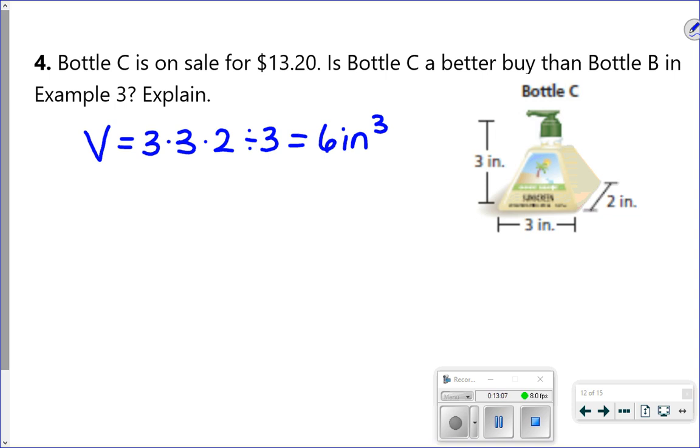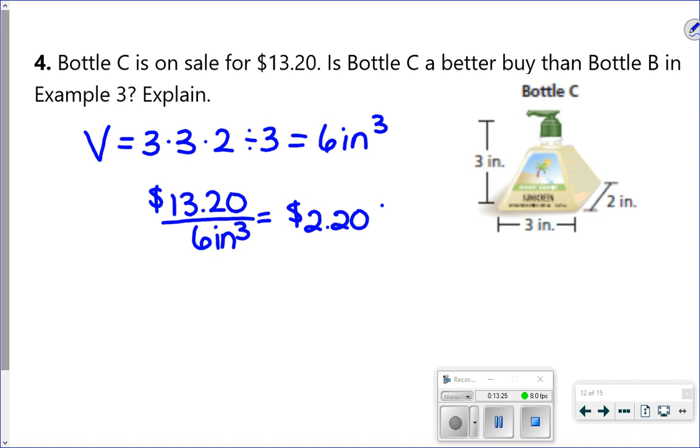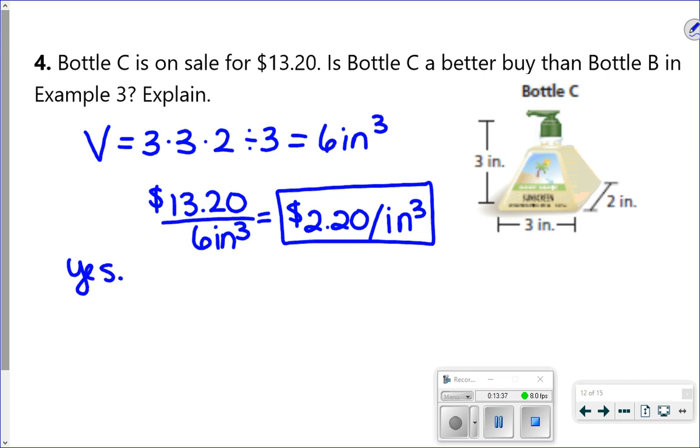So it tells us the cost was $13.20. So if we do $13.20 divided by 6 inches cubed, we get $2.20 per inches cubed. So that is going to be a lower unit rate. It says explain. So yes, bottle C has a lower unit price.